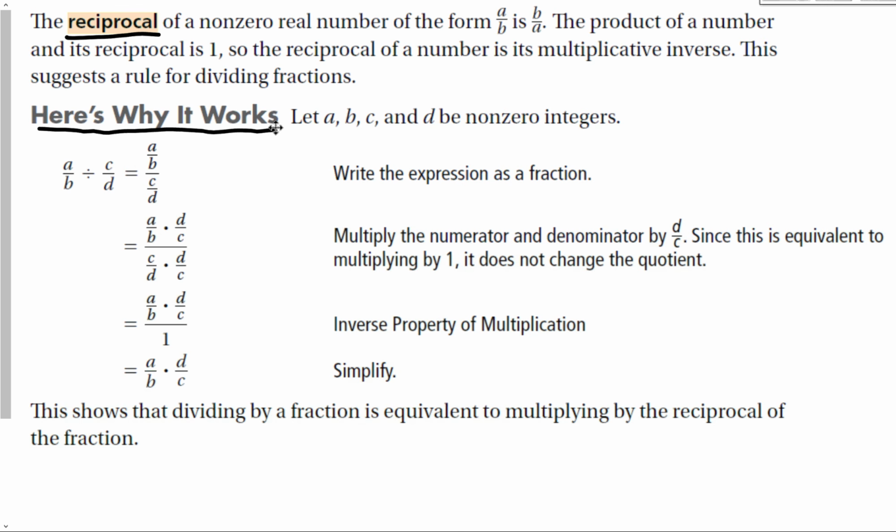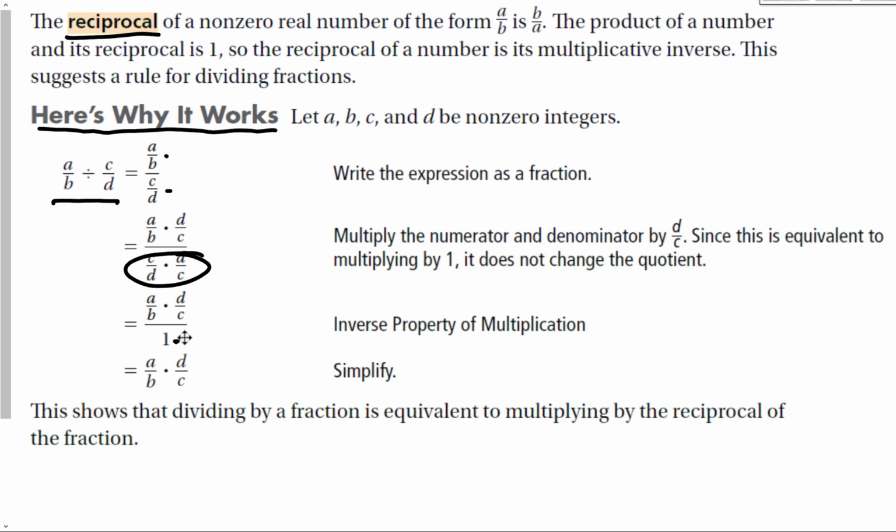This is a proof. Okay, so we're going to show why a over b divided by c over d actually works. Okay, so we have a over b divided by c over d. We're going to express it as a fraction first. Then we're going to multiply the numerator and the denominator by the same thing. If I do that, I don't change the fraction. And in this case, I'm going to multiply by the reciprocal of the denominator. Okay, because then that will turn into 1. Right? Because when you multiply something by its reciprocal, it turns into 1.